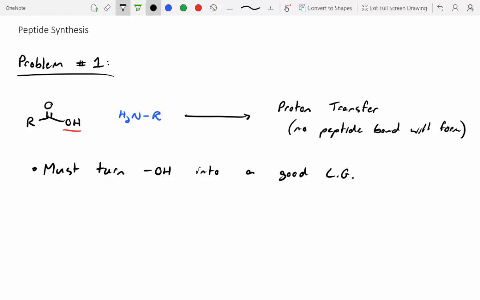We saw this in the carboxylic acid chapter, though. SOCl2, right? So we could use SOCl2. That will change that OH into a chlorine, and then we can do an amide coupling reaction. That's one way of doing it. It's pretty old school, not common anymore. Another method is to use a peptide coupling reagent.